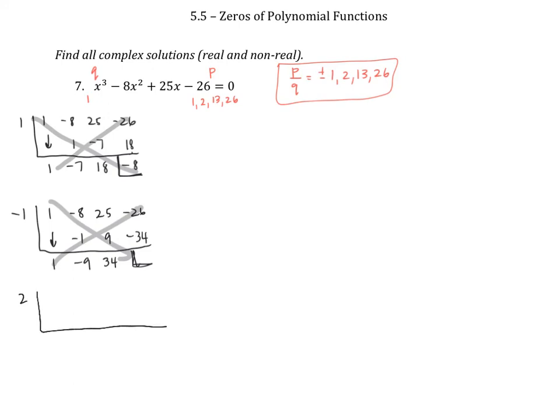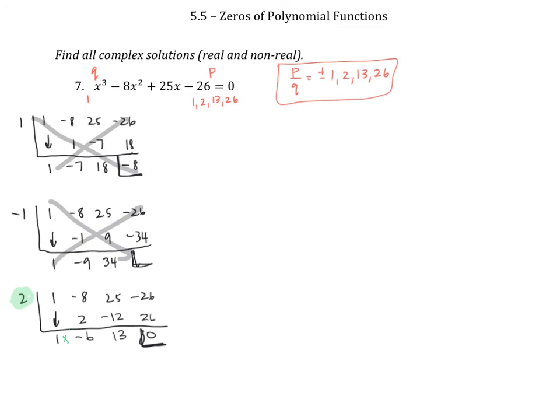So 2, 1, -8, 25, -26. So bring down the 1, multiply and get 2, add and get -6. Multiply and get -12, add and get 13. Multiply and get 26, add and get 0. Okay, so now we finally found a number that works. So 2 is a 0. Okay, so now we can bump this down.